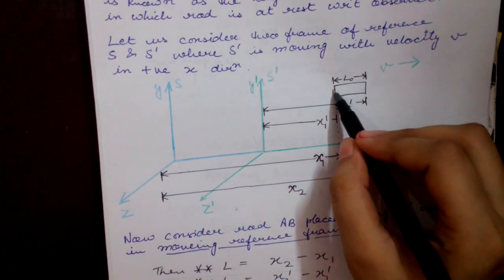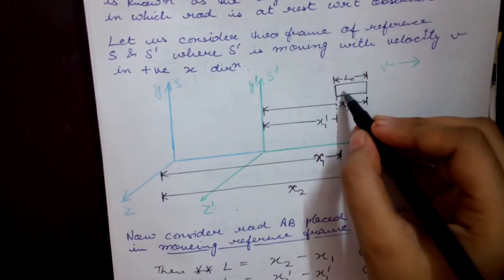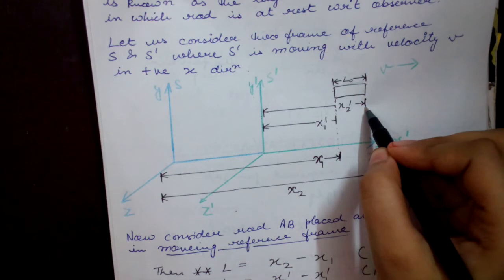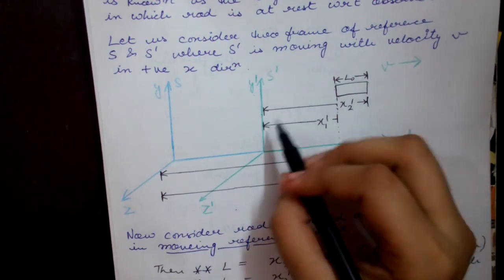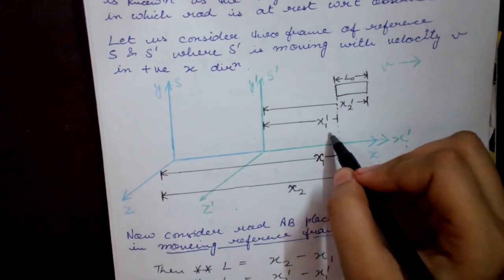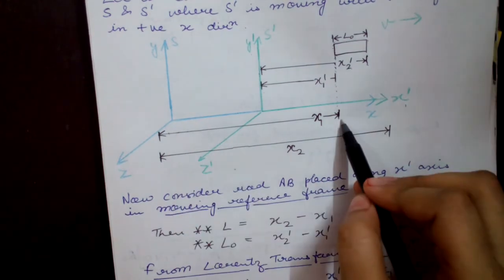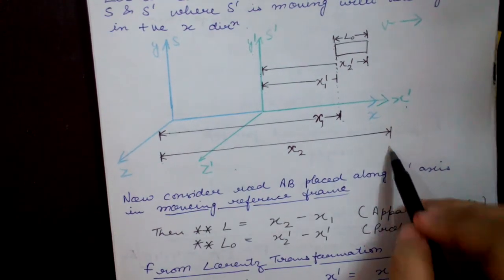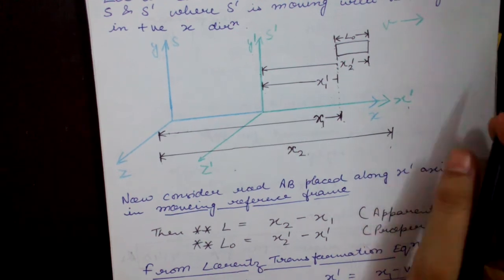Now the rod of length L0 is kept in the reference frame S dash. The length of the rod is L0. Its distance from S dash to the last point of the rod, assume it as x2 dash. Its distance from S dash till the first point of the rod, assume it as x1 dash. The rod's distance from reference frame S to the first point of the rod, assume as x1, and from S to the last point of the rod, assume it as x2. I hope this figure is clear to you, because understanding this is the main part of the derivation.